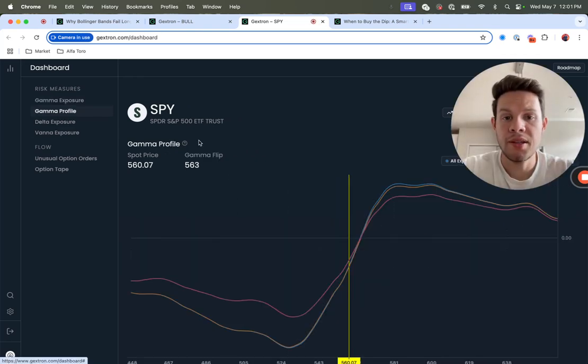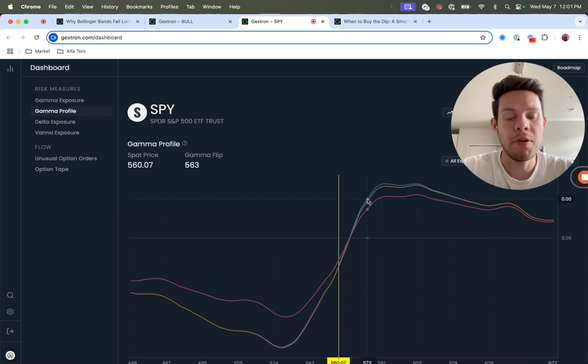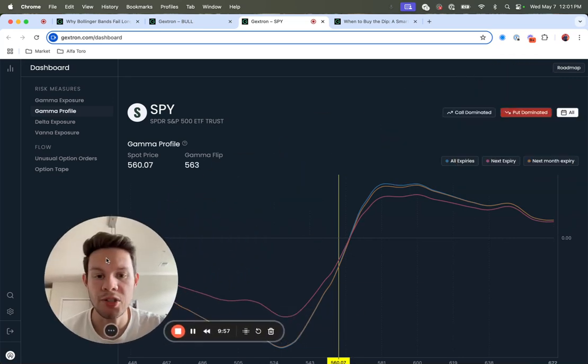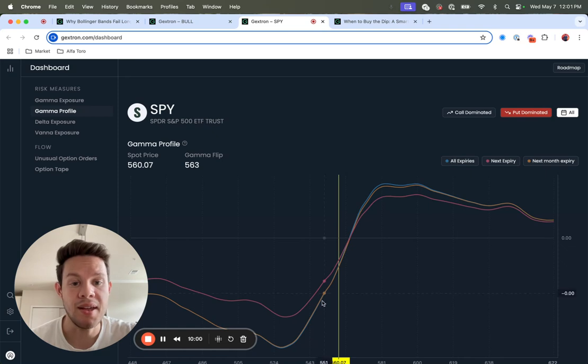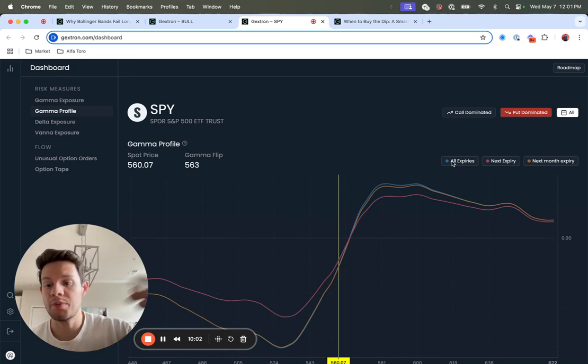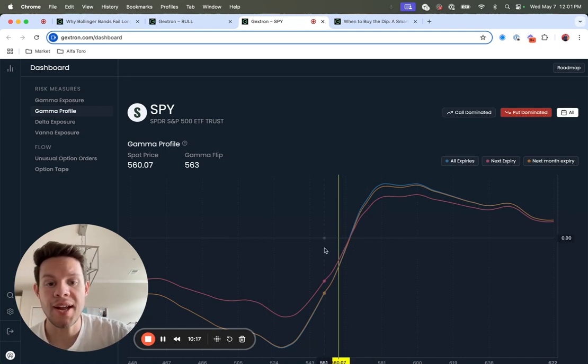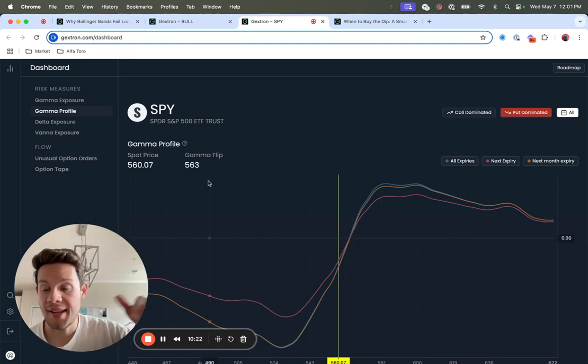There's another screener here on Gextron called Gamma Profile. Gamma profile shows you these bands, right? Each line represents all the expirations put together, the next expiration, which is probably today or tomorrow, and then the next month, so every 30 days or so. What it shows you is how each expiration and each price, when it's going to become bullish and stable versus volatile, and there may be some downturn on a stock.